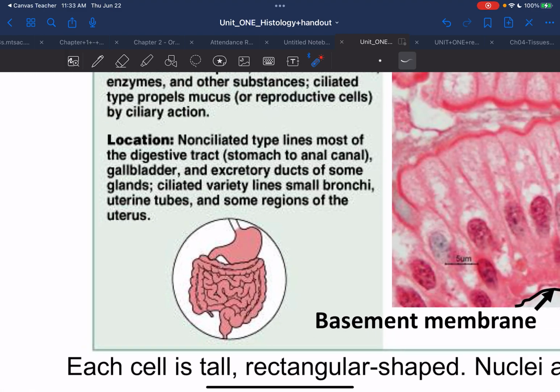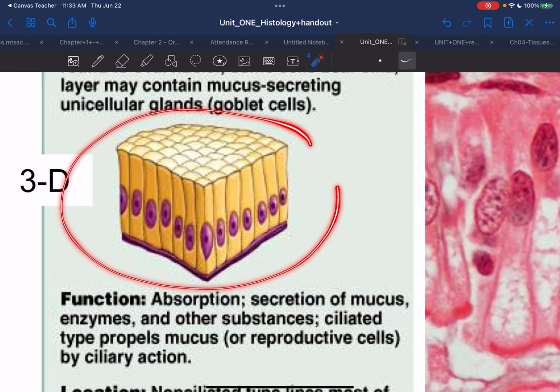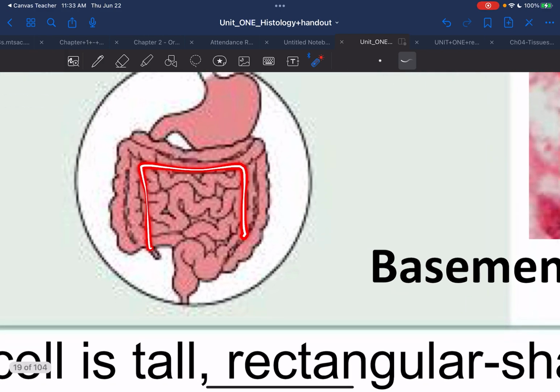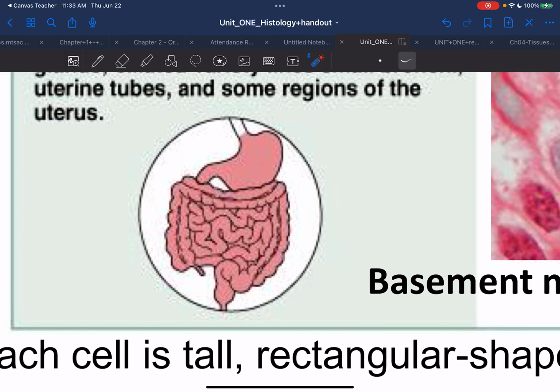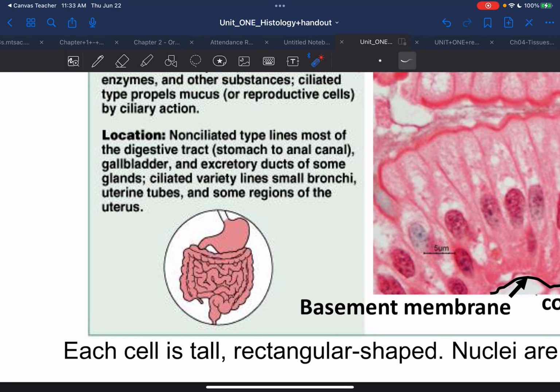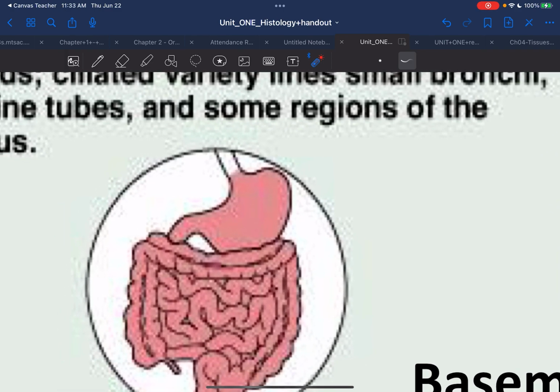And so the columnar cells specialize in the digestive tract. They specialize in the small intestine because they absorb. And then they also absorb in the large intestine as well. They just absorb different things. But those details are for a little bit later. I just kind of want you to have a general idea of where these cells play a role.